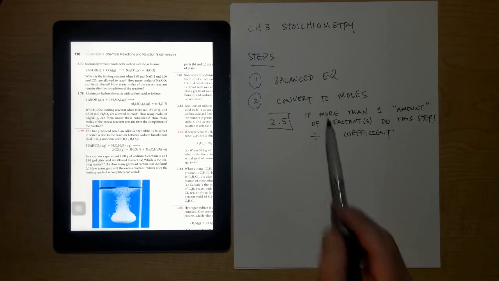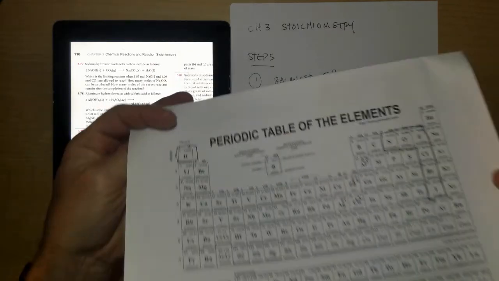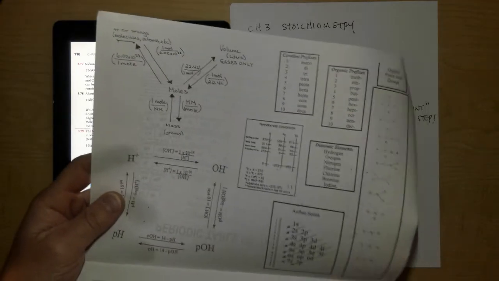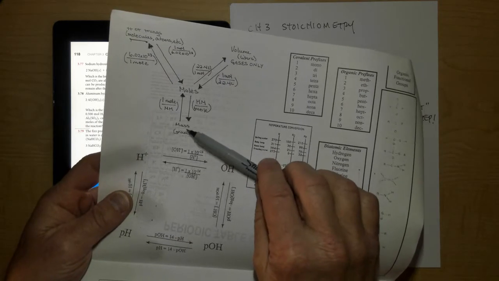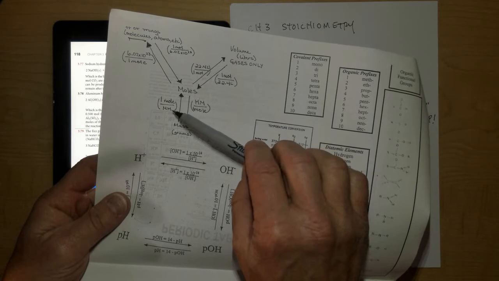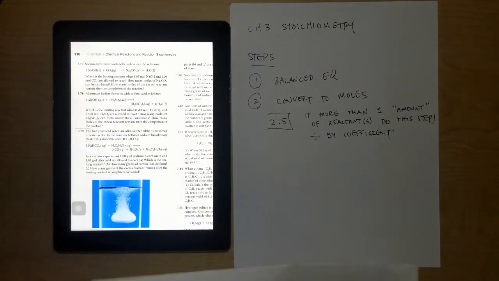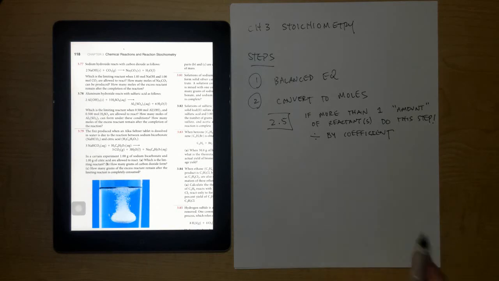Step number 2, convert to moles. So when in doubt, convert to moles is usually how the saying goes. You usually need this device right here, the periodic table, because usually they'll give you grams, and then you're going to have to go from grams to moles. So keep track of that as you go and know what molar mass stands for and how to add it up on the periodic table right here. When we get to Chapter 4, we'll show you another way to convert to moles, and it'll make it a little bit more difficult.